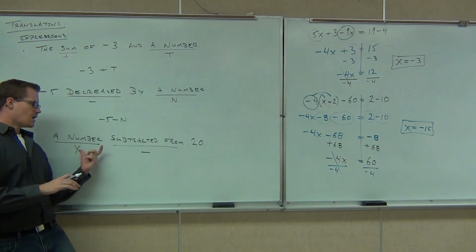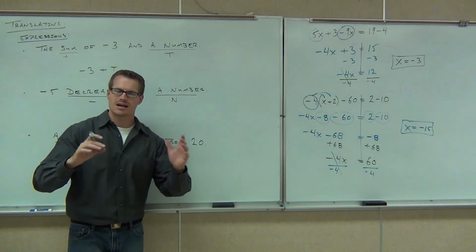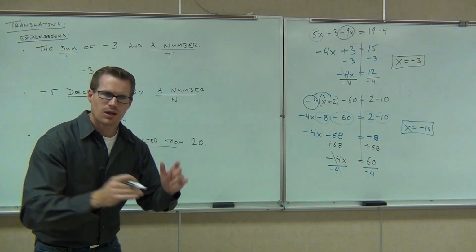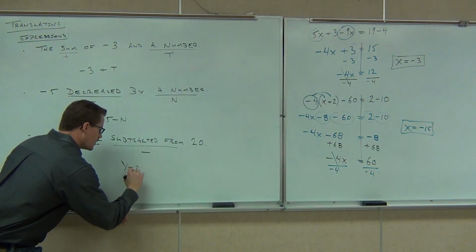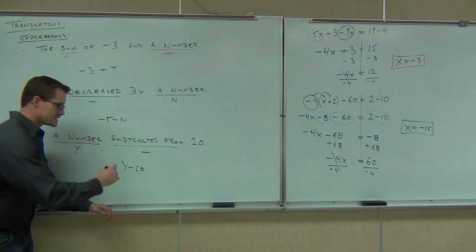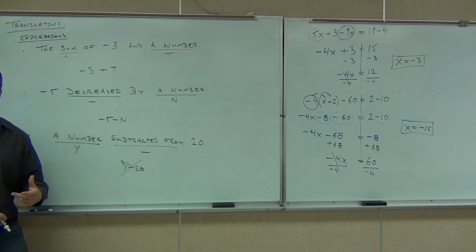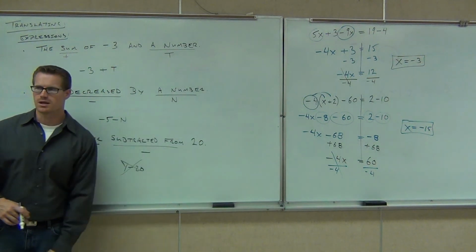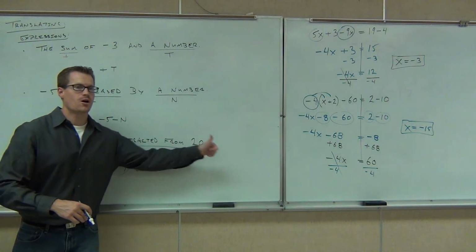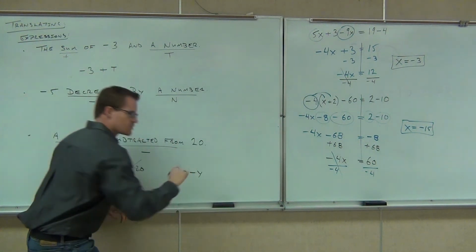So when you say a number subtracted from 20, a lot of people on their homework, I guarantee, look at the board right now for me. A lot of people are going to give me this. A lot of people are going to be very wrong. That's the wrong answer here. Don't write this one down, or write it down and cross it out if you want to. This is not y minus 20. This is y subtracted from 20. That from 20 means, sure, you had 20, and then you subtracted y from it.